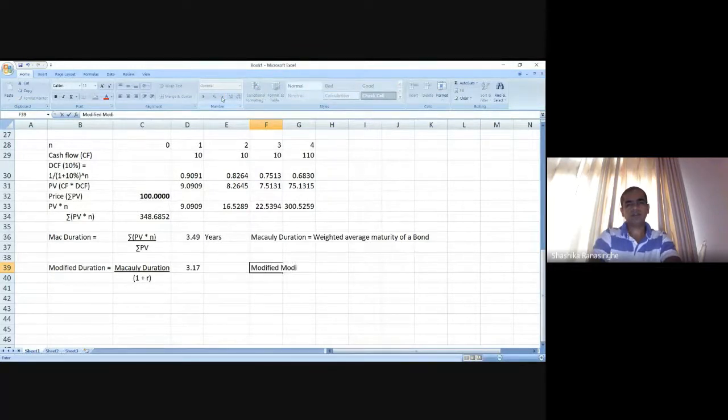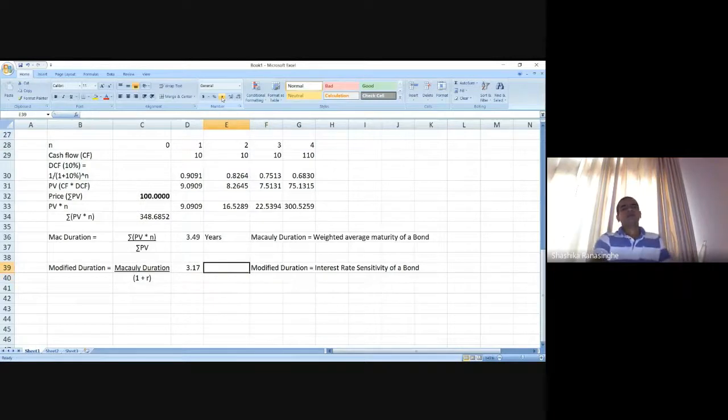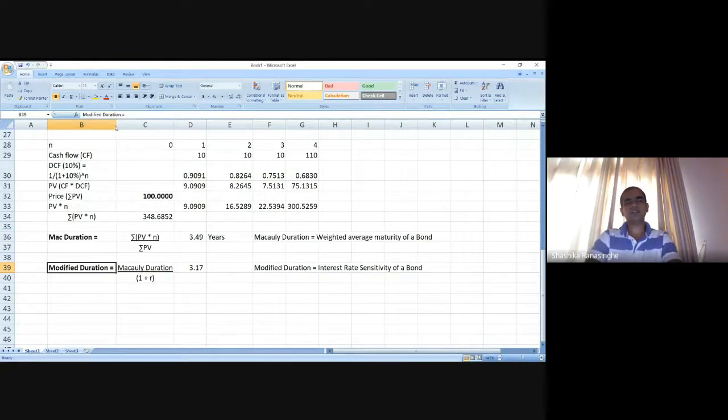And modified duration measures the interest rate sensitivity of a bond. Understood? There are two duration measurements. Macaulay duration, which is the weighted average maturity of the bond, and modified duration gives the interest rate sensitivity of the bond.